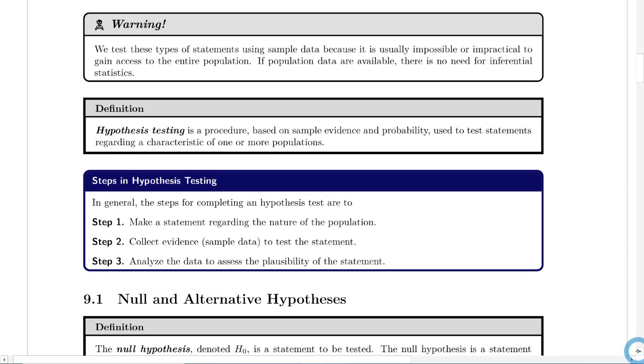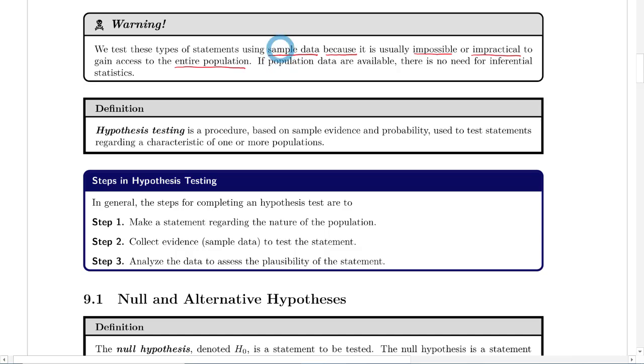Okay, so a warning. We test these types of statements using sample data because it is usually impossible or impractical to gain access to the entire population. If population data are available, there is no need for inferential statistics. So if we're able to get population data and evaluate the entire population, then we don't need hypothesis testing, because we don't need to estimate a population when we can find the population data. So we have to use sample data.